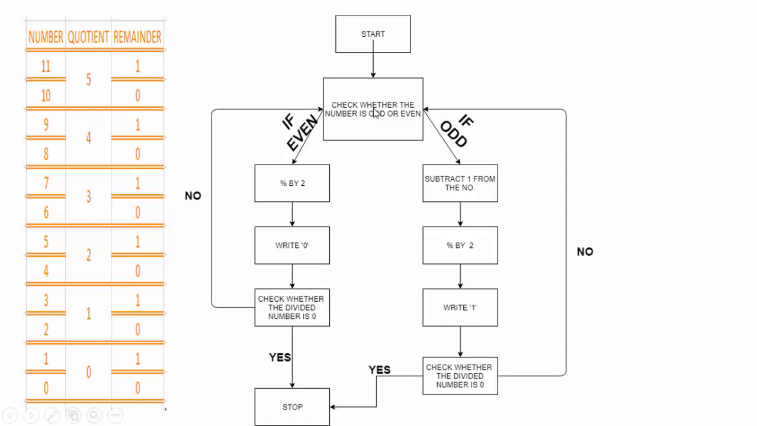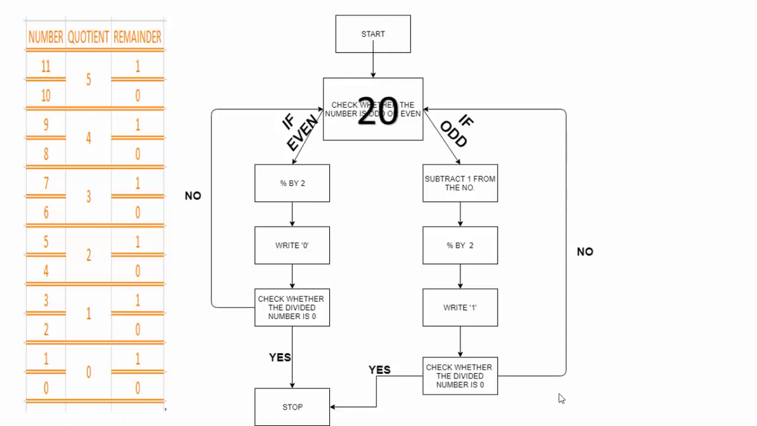We'll first consider our number. Check whether it is even or odd. If it is even, we'll divide it by 2, write 0, and check whether the divided number is 0 or not. If it is 0, then we'll terminate the process, and if it is not 0, we'll again go back to the previous stage and continue the process until the number is decremented to 0 and the process stops. So we'll consider an example which will make things clear for us.